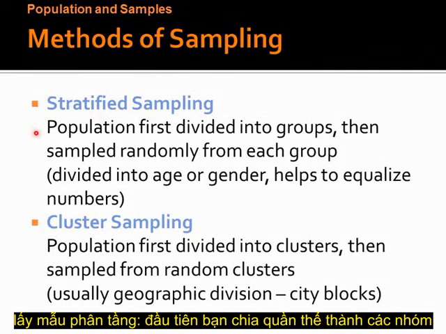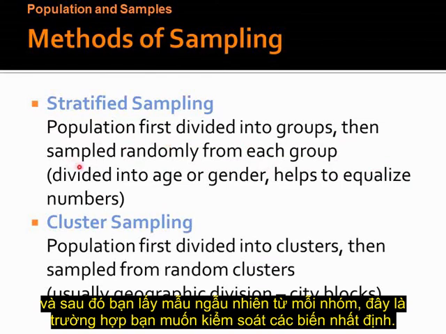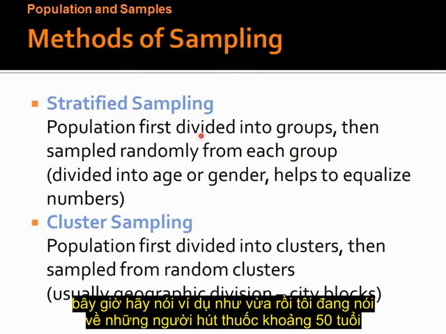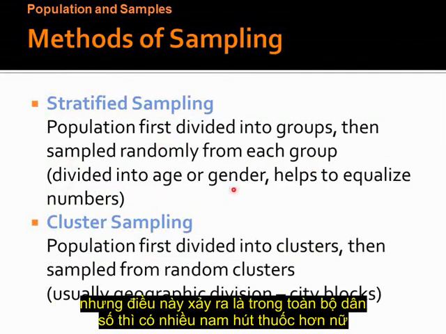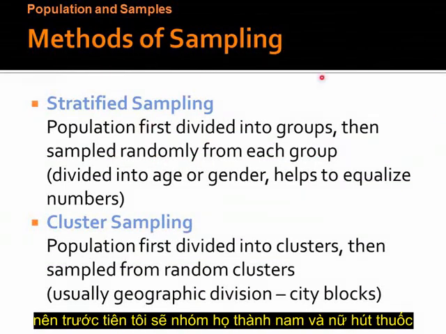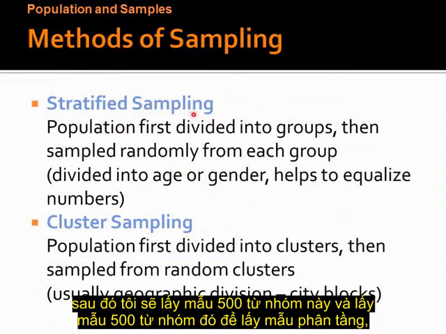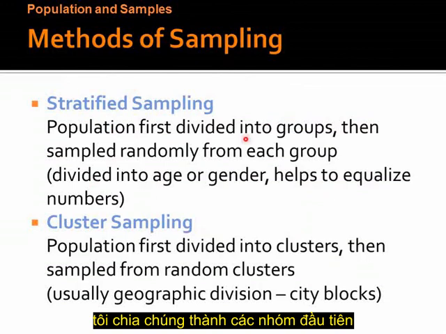Stratified sampling is where you first divide the population into groups, and then you sample randomly from each group. This is if you want to control for certain variables. Say for example, just now I was talking about smokers above 50 years in age, and when I sample, I want to have equal numbers of males and females. But it so happens that in the population as a whole, there are more male smokers than females. So first I would group them into male and female smokers. Then I would sample 500 from this group and sample 500 from that group. So that's stratified sampling. I break them into groups first.